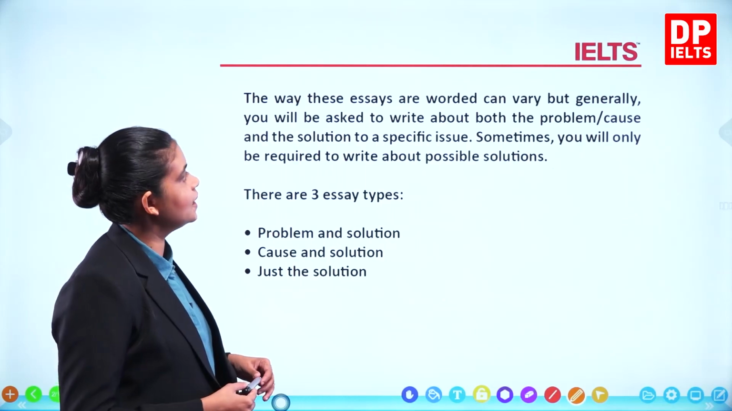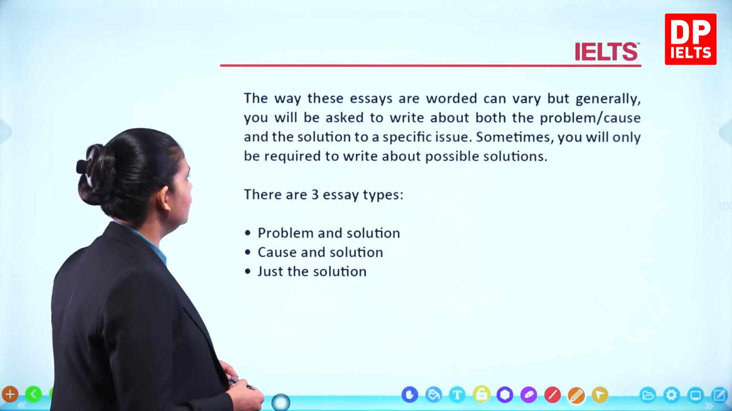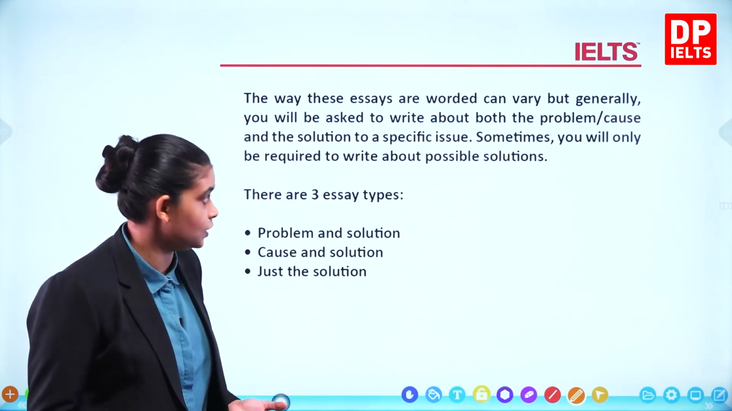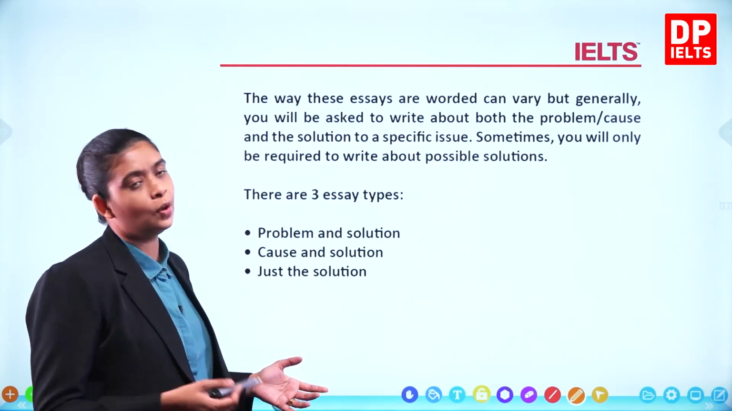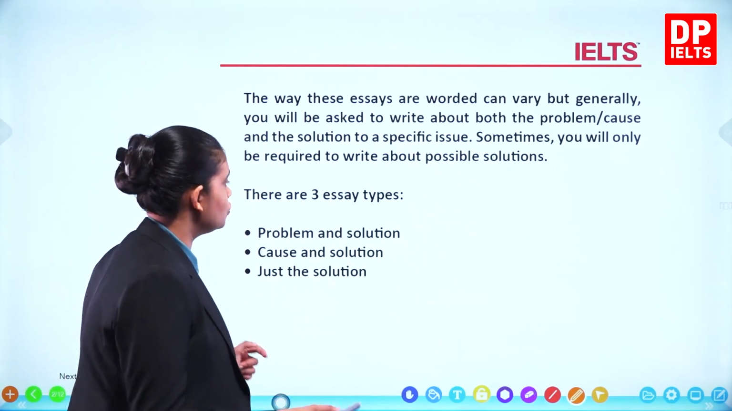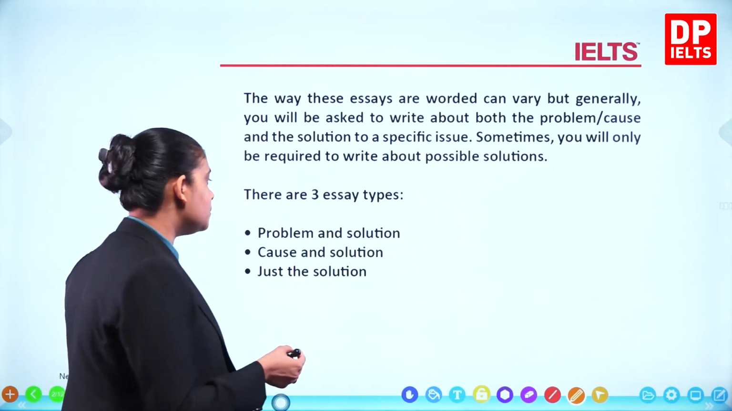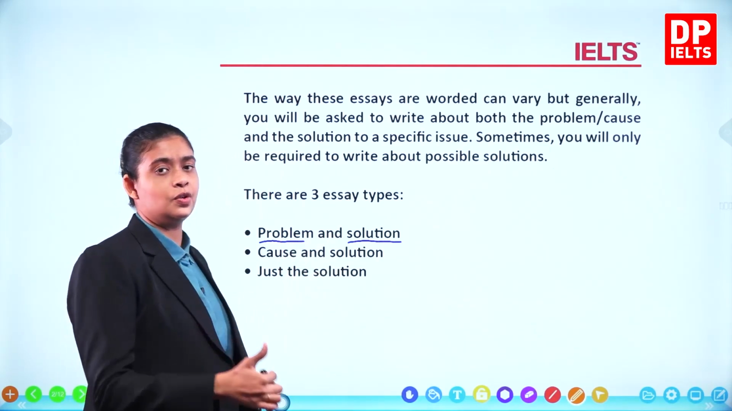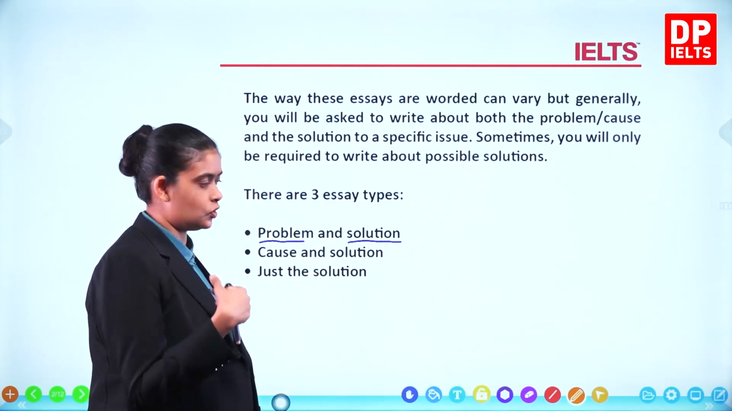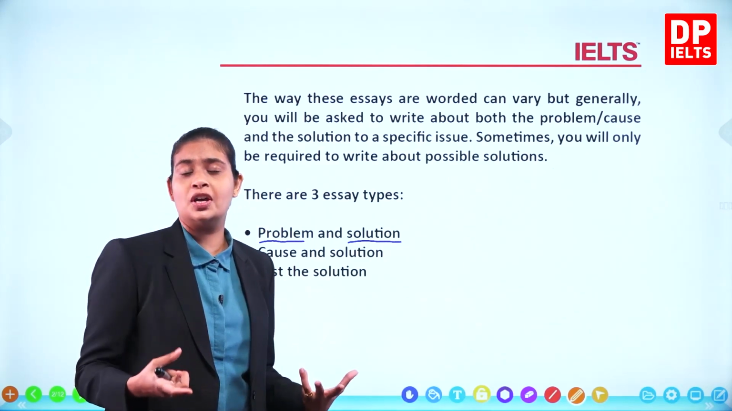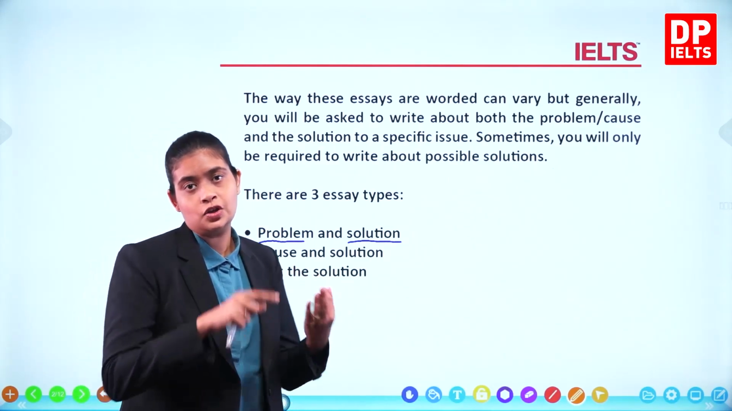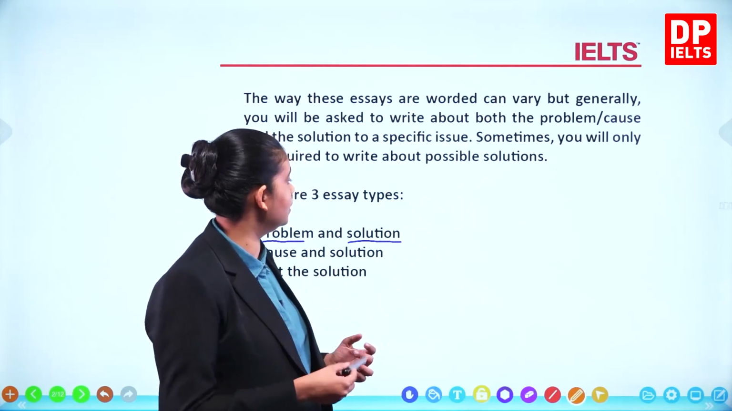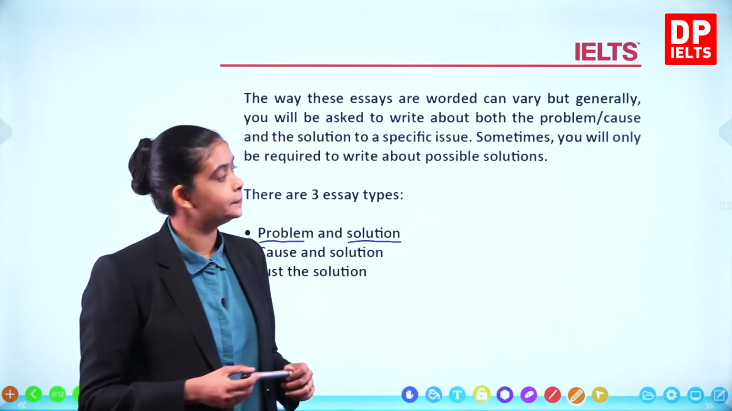Now here, the way that these essays are worded can vary, but generally you will be asked to write about both the problem and the cause, and sometimes even the solution, right? Sometimes you would be only asked to write about the solution. So it depends on the question. Sometimes they can ask you the problem and solution. Sometimes they can ask you what causes this and what are the solutions. Sometimes they can just ask you for the solution only. So there are 3 types of questions that could come under cause and solution essays, right?